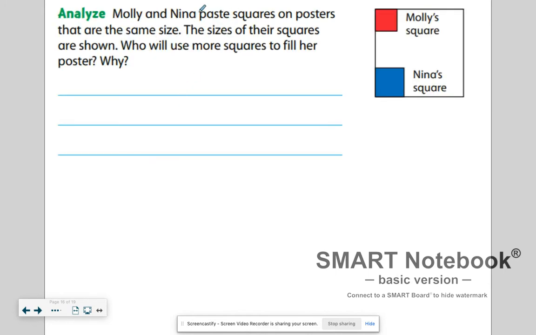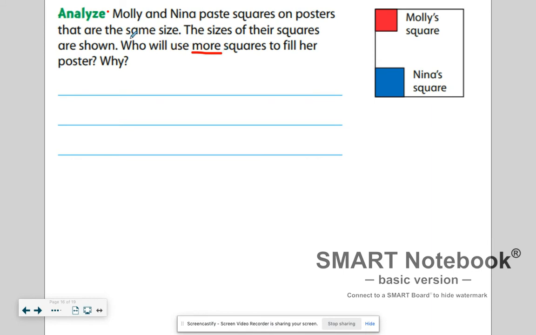All right. Molly and Nina paste squares on posters that are the same size. The sizes of their squares are shown. Who will use more squares to fill her poster and why? All right, let's read that again. We read every word problem twice. Molly and Nina paste squares on posters that are the same size. The sizes of their squares are shown. Who will use more squares to fill her poster?